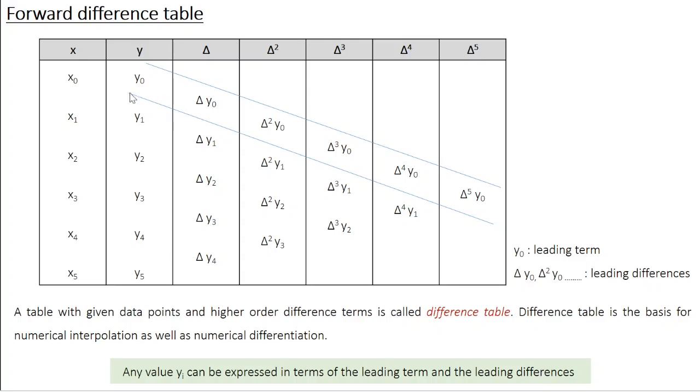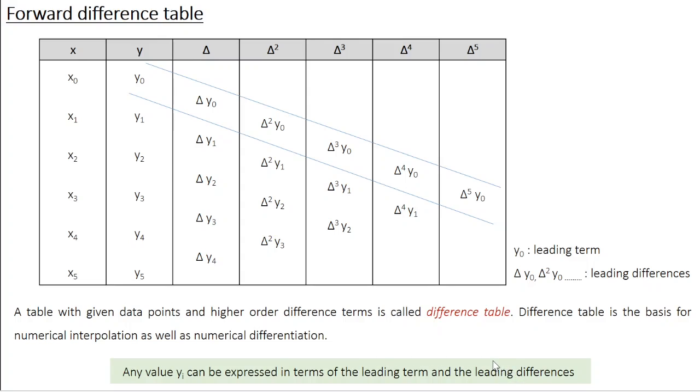Now if you take the first diagonal row, the first term y0 is known as the leading term, and all these terms delta y0, delta square y0, delta cube y0, etc., these are known as the leading differences. Identification of the leading term and leading differences are very important, because when you do numerical interpolation, you are going to express the y values in terms of the leading terms as well as the leading differences.